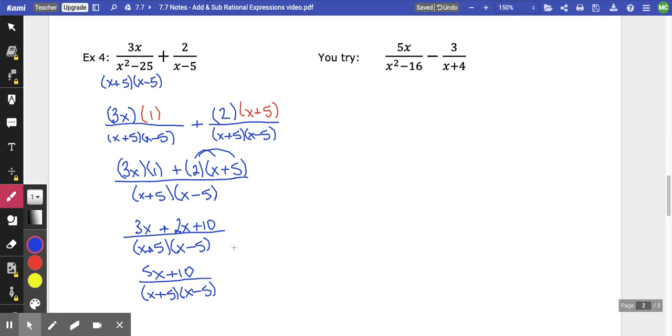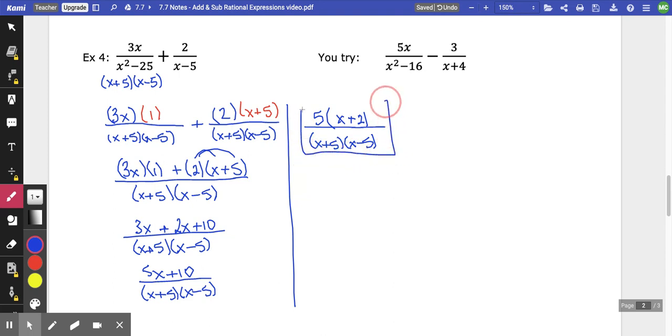Okay, and then once more, I want to reduce this if I possibly can. Now the numerator that I have here, 5x plus 10, both terms are divisible by 5. I'm just going to recopy the denominator right quick. And I'm factoring out a 5 as a common factor. And then the other factor there would be x plus 2. And then I'm looking for common factor between the numerator and the denominator. And there are no common factors there. So this would be the simplified version.